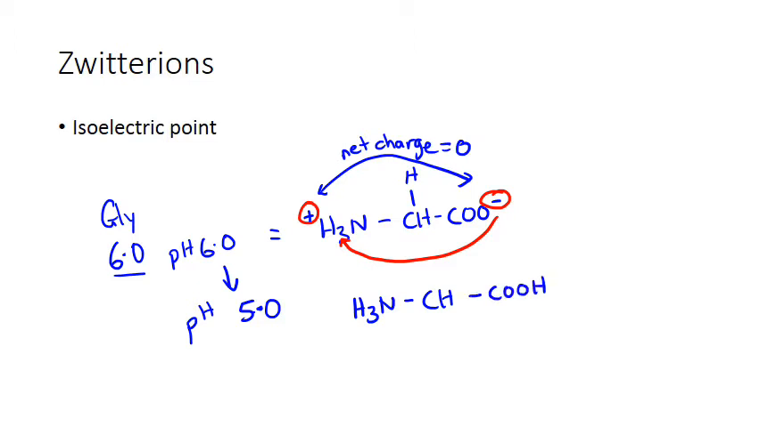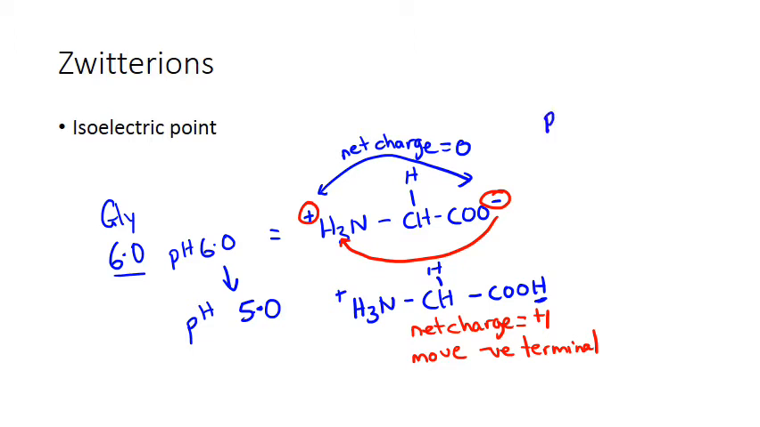Whereas here, we're gaining a hydrogen over here from the acid, from it being in a lower pH. So now we have a net charge of +1. So that would mean that this will move to the negative terminal. So if we do an electrophoresis, because it's positive, it will move to the negative terminal.